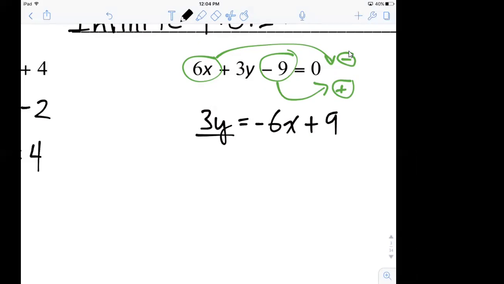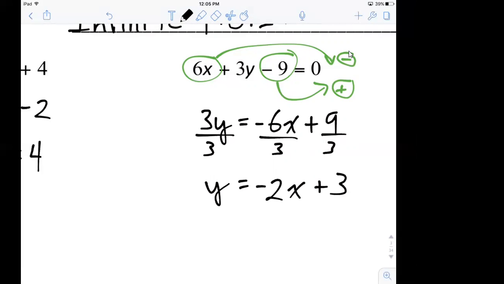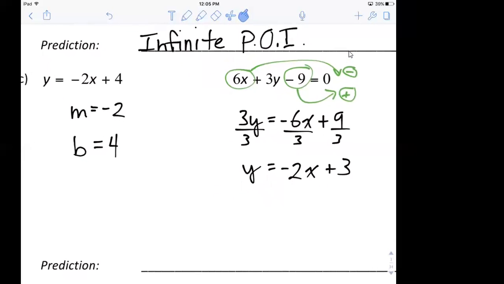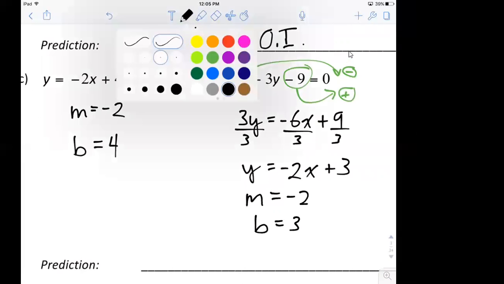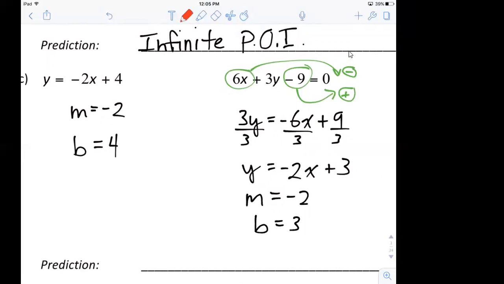Then I have to divide all three pieces in this equation, everything on both sides, by 3. That helps me get y all by itself. -6 divided by 3 gives us a nice whole number, -2 times x. 9 divided by 3 is just 3, or +3. So step back for a second and see what we have. That's -2 is our slope, and our b value is +3. So here we have a case where we can see, hey, the slope is actually the same once again.